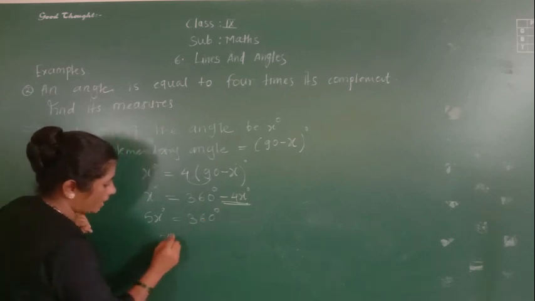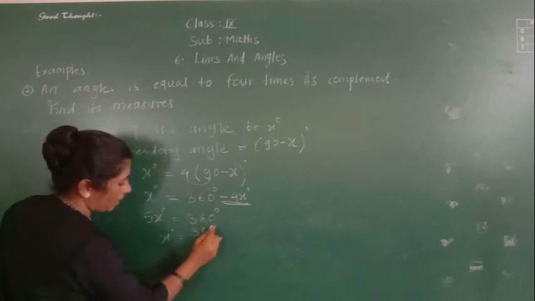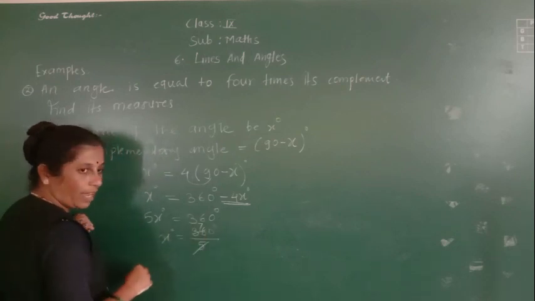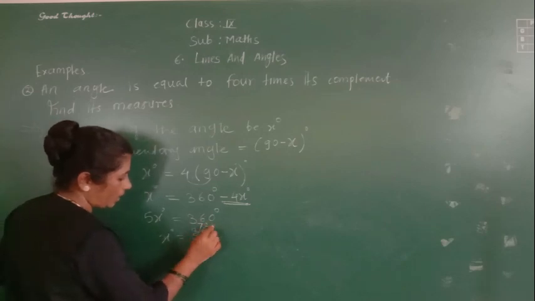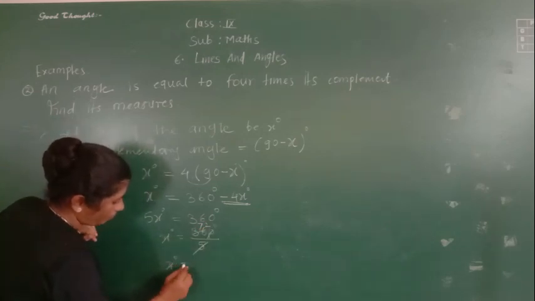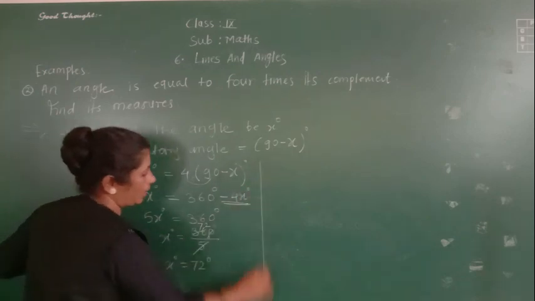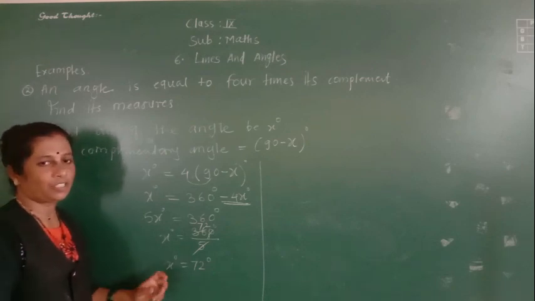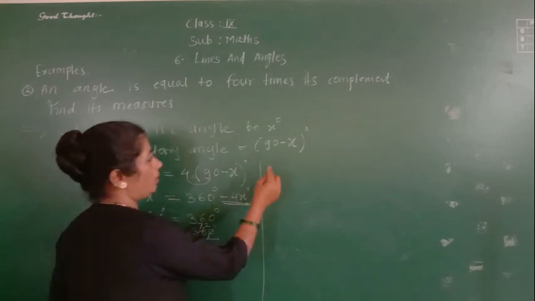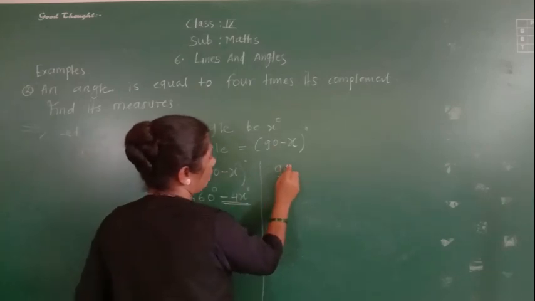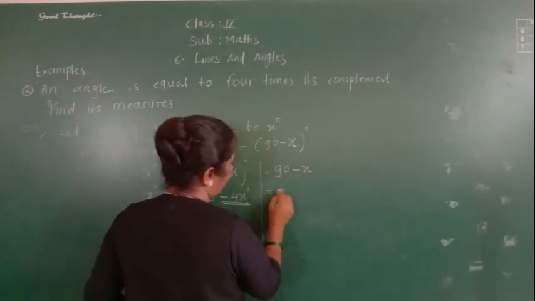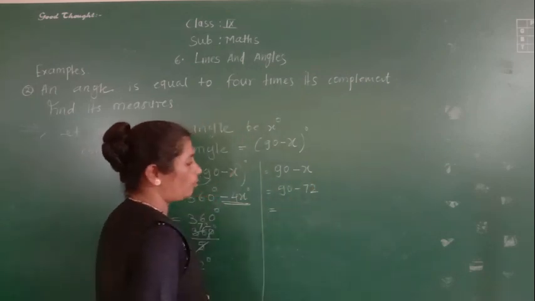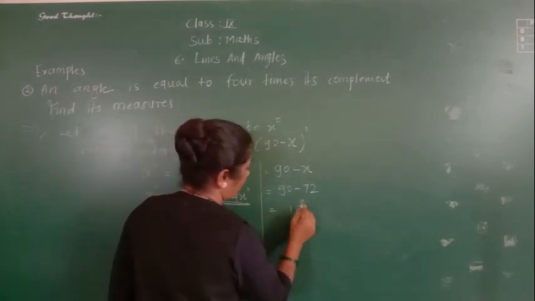So here x degree equals 360 divided by 5. 5 sevens are 35, 1 remaining, 5 twos are 10. So you will get x equals 72 degree, right? So you got one of the angles. Now we have to find the next angle, which is the complement of this angle. So here 90 minus x, so you will get 90 minus 72. How many remaining? 18 degree.